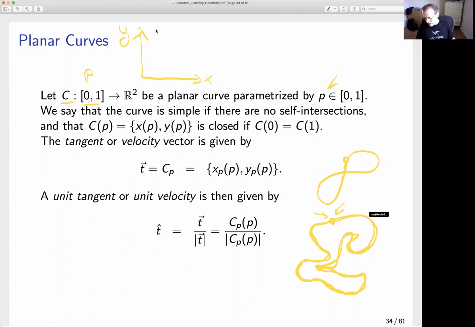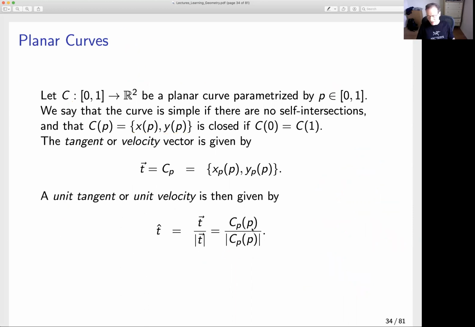If I'm now taking the curve, which is given as x of p and y of p, and I'm taking the derivative, we already saw that what we are getting is the velocity or the tangent vector, and we denote it as C_p. The derivative of C with respect to p would be the velocity vector, and we denote it as T, the tangent vector. The unit vector is T with a hat, so we allow ourselves to normalize it and we call it T hat. These are the basics.